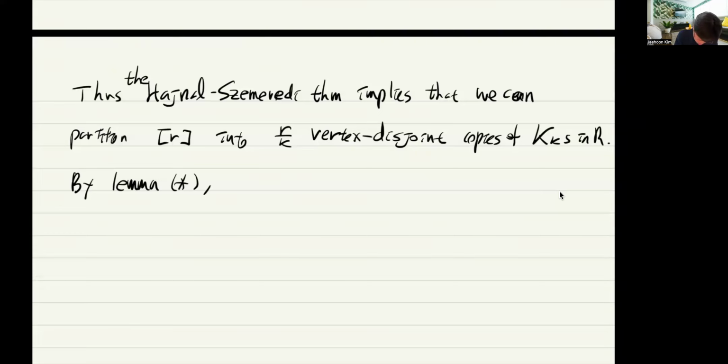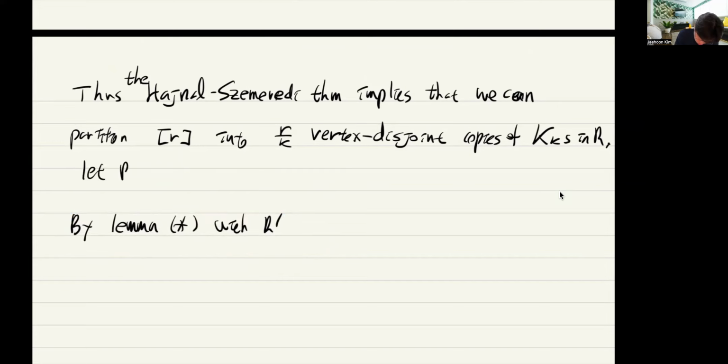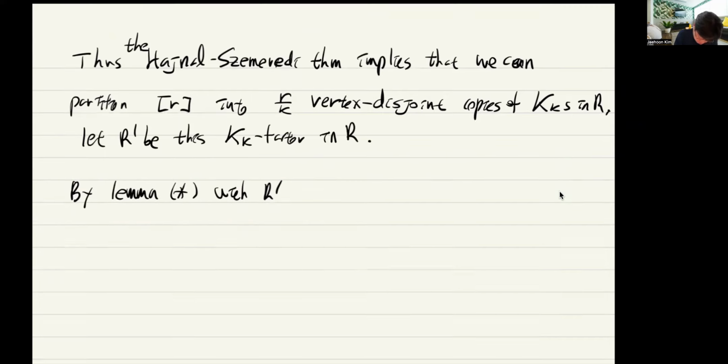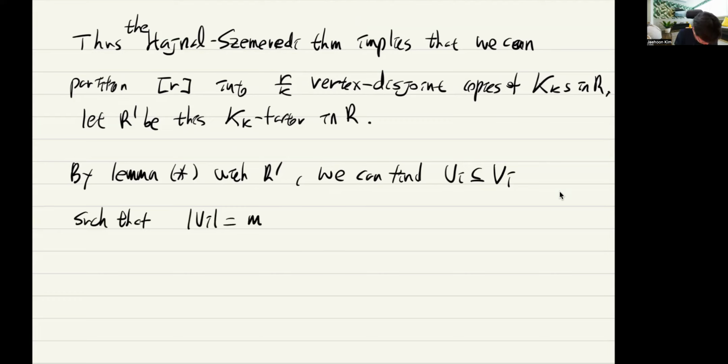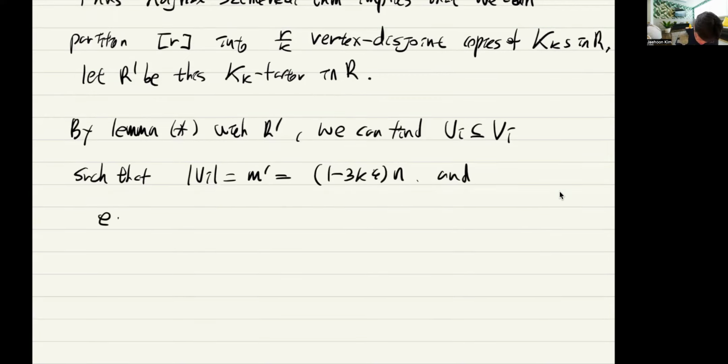By lemma star, let R prime be this K_K vertex-disjoint copies in R. Then applying this lemma to R prime, which is the union of vertex-disjoint copies of K_K, we can find Ui in each Vi such that all of them have size exactly m prime, which is exactly (1 minus 3K epsilon) n, and each pair Ui, Uj is (6K epsilon, say 10K epsilon), delta plus superregular.